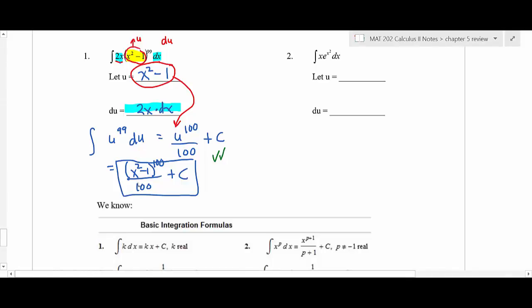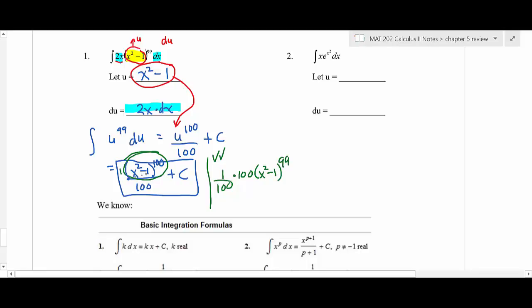So if you did this, see this 100 is a constant. That's really a 1 over 100. So if you did the derivative to check, you would have 1 over 100. Now, when you do the derivative of what I'm circling there in green, that's a chain rule. So you'd bring down the 100. You would leave the x squared minus 1 alone. And then that's 99.